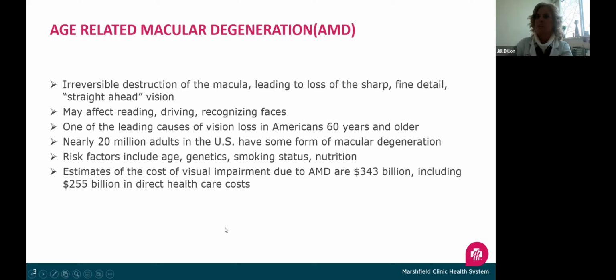And that can happen with macular degeneration. Unfortunately, it is one of the leading causes of vision loss in Americans 60 years and older. And about 20 million adults in the US right now have some form of macular degeneration, whether it be a very mild form or a much more severe form.